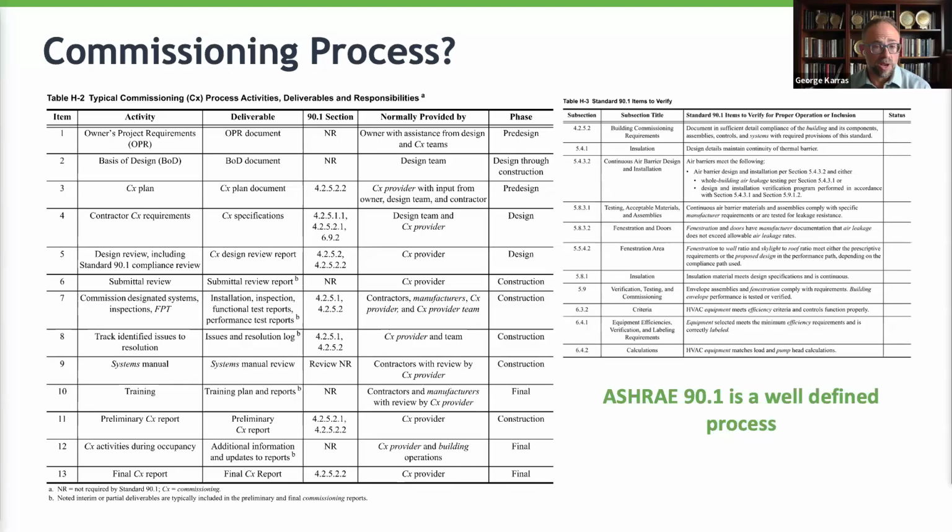Often we're asked, what does the commissioning process look like? The great news is ASHRAE has the process well defined, and it's within the table. Table H2 specifically shows you what's required and when it's required. And you'll see there's a pre-design and design phase and construction. All that's clearly identified within a table, and it's very easy to consume and utilize for your construction documents. Highly recommend you look at this table.